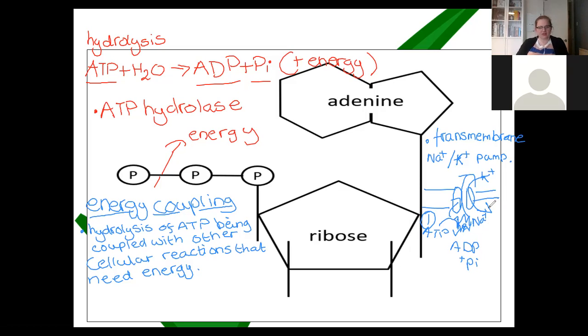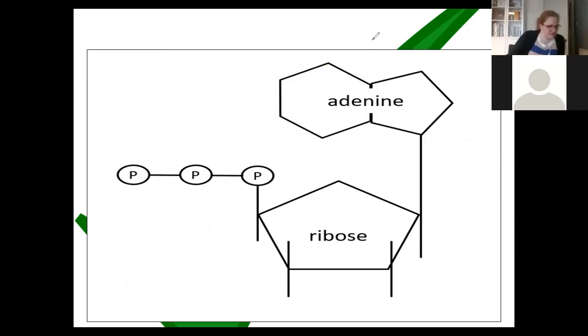The other thing, let me just clear a little bit of space on here now. Let me just save that image and clear all drawings. The other thing that we need sometimes, that can happen, is phosphorylation. So let me just pop that here.